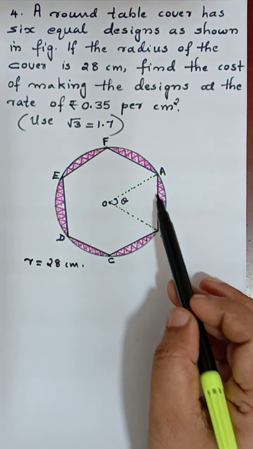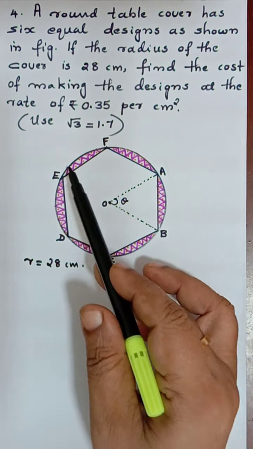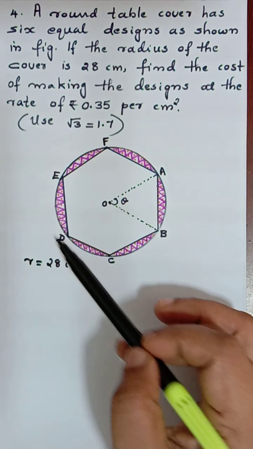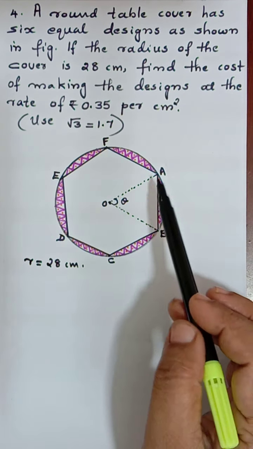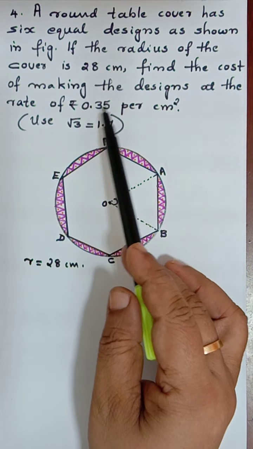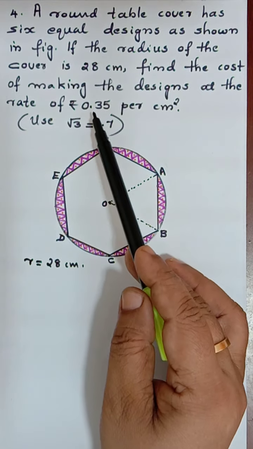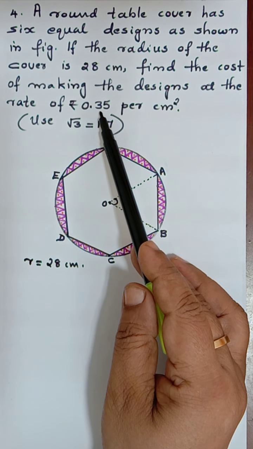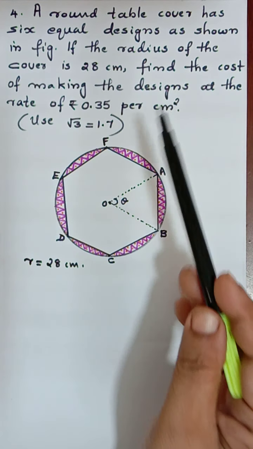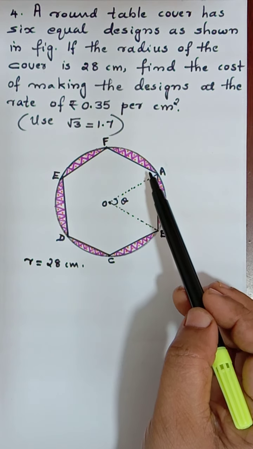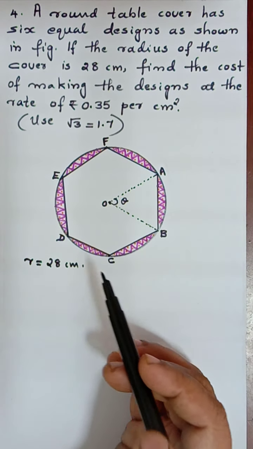So what is the area of each segment? Here we have to find out. So totally here we have 6 segments. So the total area of these 6 segments we have to find out. That should be multiplied with the 0.35. That will be the cost, because per cm square it costs 0.35. That means 35 paisa per cm square. That is the cost of the design. So total area here we have to find out and then multiply with the cost of 1 cm square.